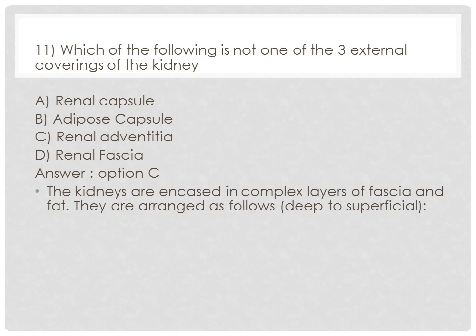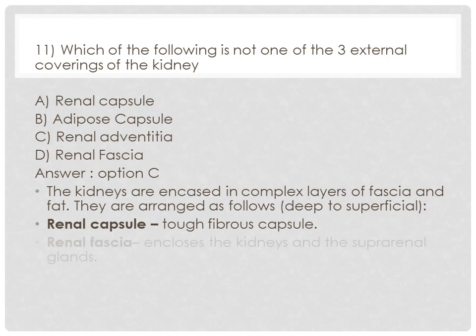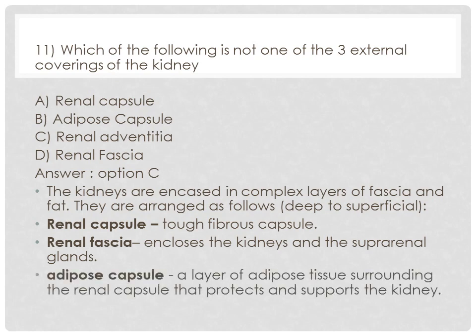Kidneys are encased in a complex layer of fascia and fat. They are arranged as follows, deep to superficial. First deep layer is renal capsule. It is a tough fibrous capsule. And next layer is renal fascia. It encloses the kidney and suprarenal glands. And the third layer is adipose capsule. It is a layer of adipose tissue surrounding the renal capsule and that protects and supports the kidney.